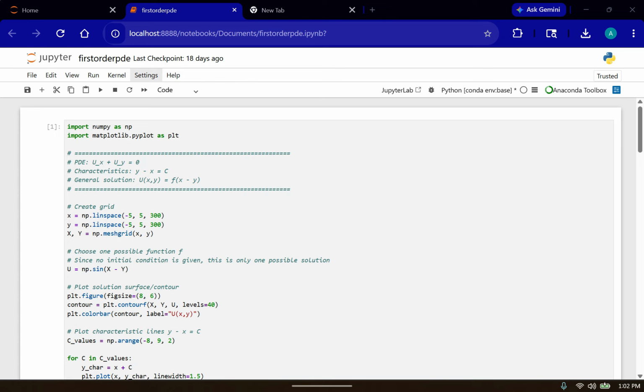So the first part I'm going to work on is the problem with no initial condition. On this side, I pick the PDE u sub x plus u sub y equal to 0, right? And if you solve this for the characteristics, you're going to get y minus x is equal to c as your characteristic curve, equal to constant, right?